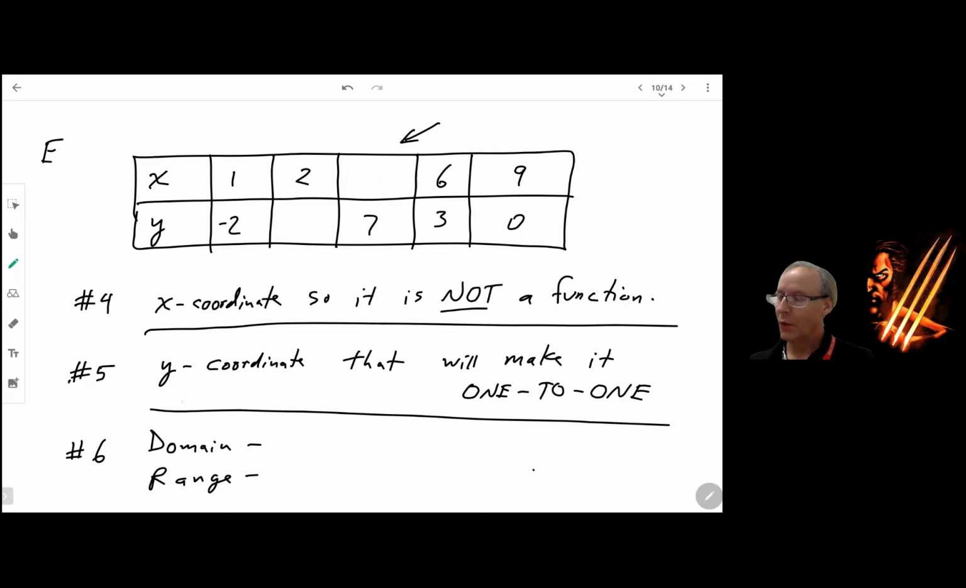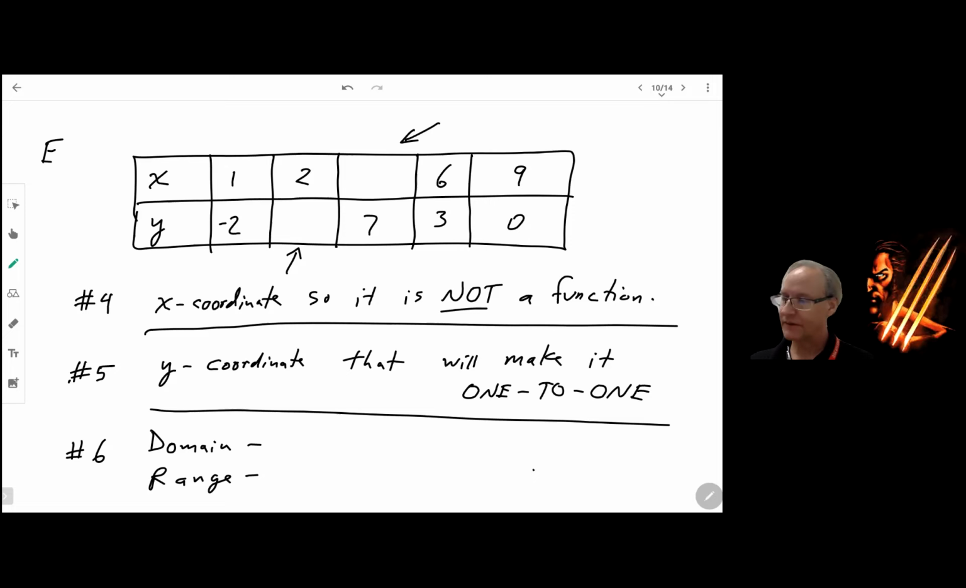Now, the y coordinate that will make it 1 to 1 means that you can only have one y value for each x value too. It has to work both ways, in other words. So as long as you don't repeat your y's, you can have any number you want in there. So as long as it's not -2, 7, 3, or 0, any number would work.